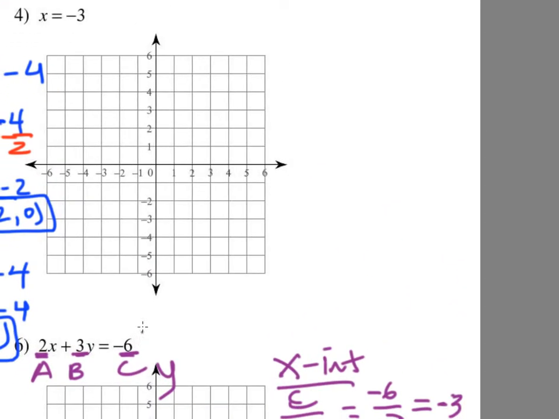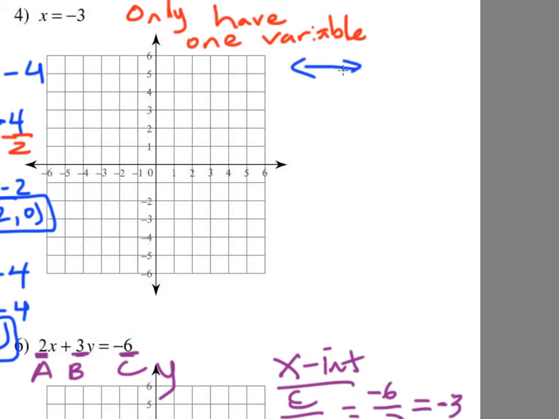So number 4, what do we do here? Again, when you only have one variable, and here it's x, x equals negative 3. It's either going to be a straight horizontal line or a straight vertical line, but it's easy to confuse which one it is.